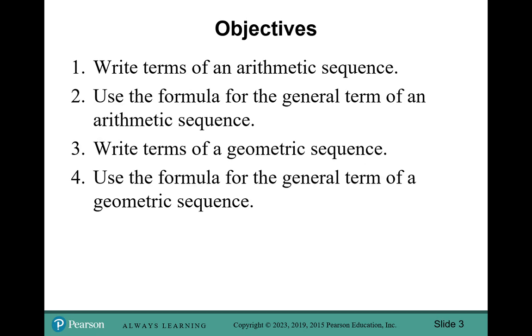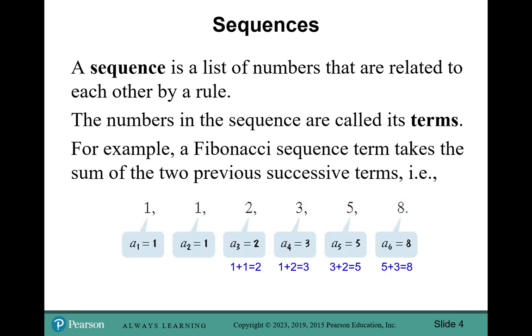Our objectives today are to write terms of an arithmetic sequence, use the formula for the general term of an arithmetic sequence, write terms of a geometric sequence, and use the formula for the general term of a geometric sequence. Those are our objectives. So let's first start by defining sequences.